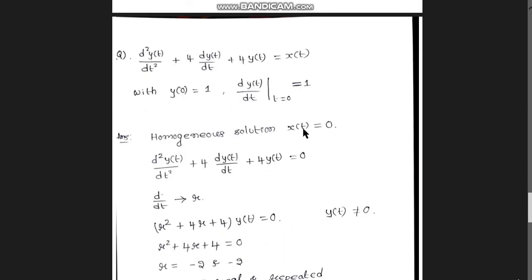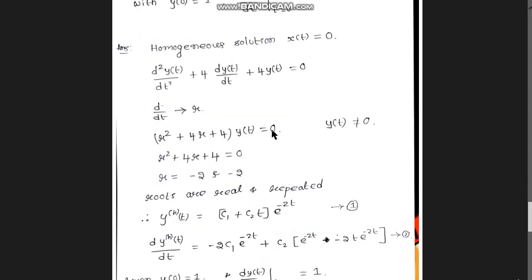So, homogeneous solution. We will get the homogeneous solution, as we all know, when we make our input 0. That is, you are getting something whenever there is no input to your system, right? So now d square y of t by dt square plus 4 times dy of t by dt plus 4 times y of t is equal to 0. Now we'll replace d by dt by r. You will get r square plus 4r plus 4 times y of t is equal to 0.